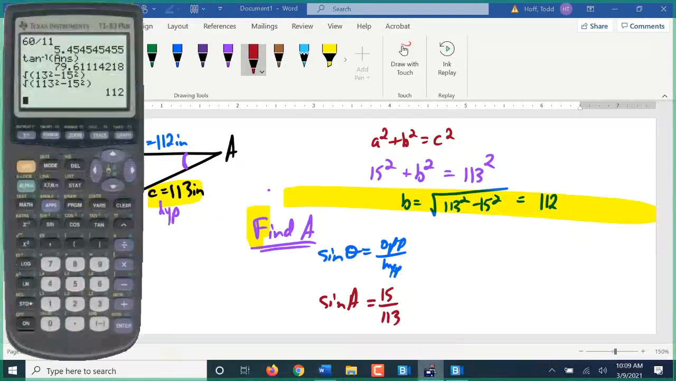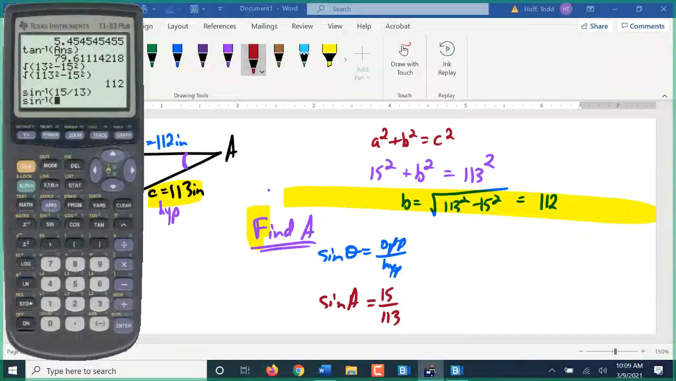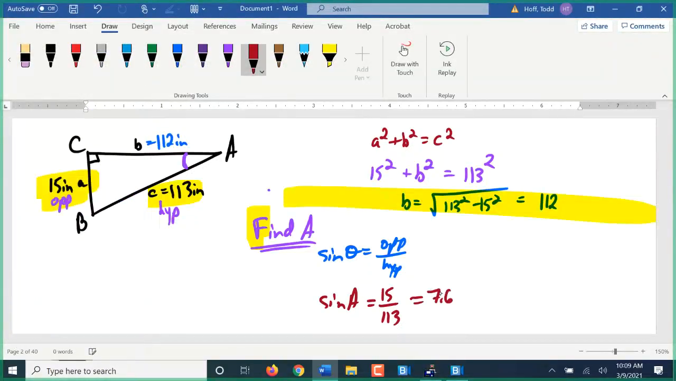So I'm going to do the inverse sine, second sine, and I just do 15 divided by 113 right in the parentheses. I don't have to calculate it out first. That gives me 7.63 degrees. Angle A up here is 7.63 degrees. Now I know already, just by subtraction, that B would be 92.37 degrees. But I would be using that 7.63 degrees, which I just calculated.